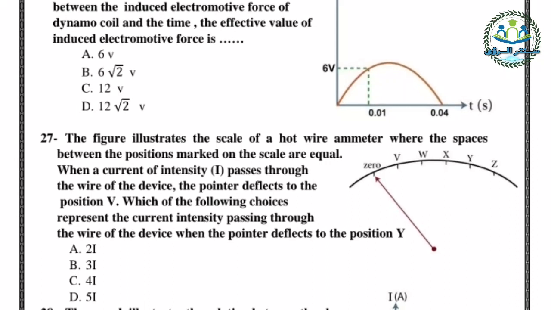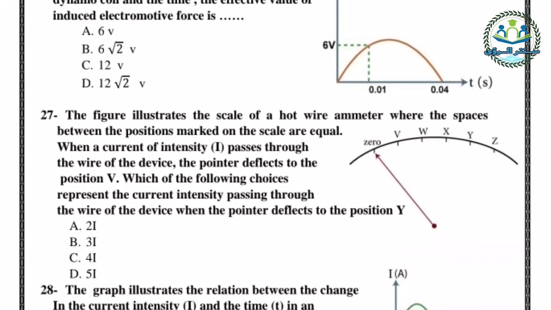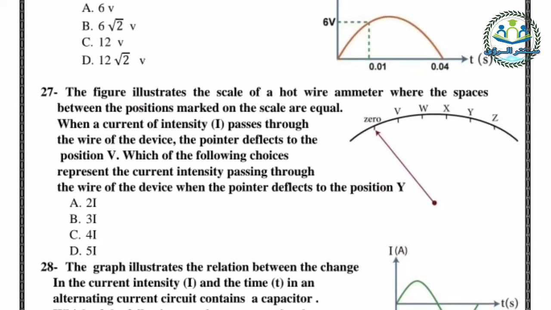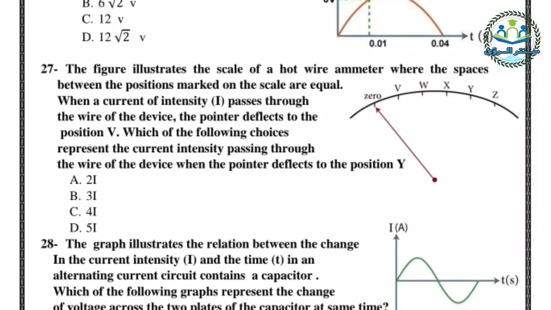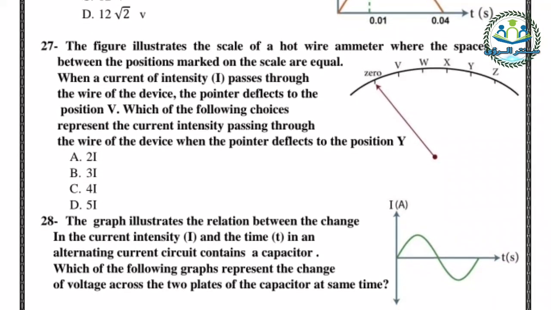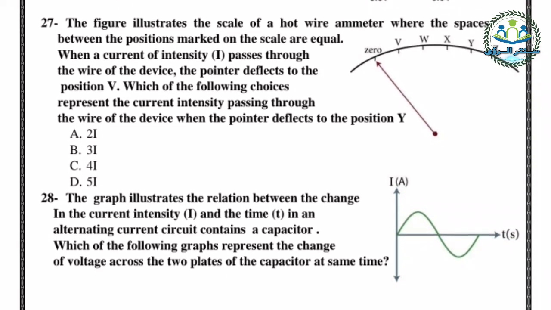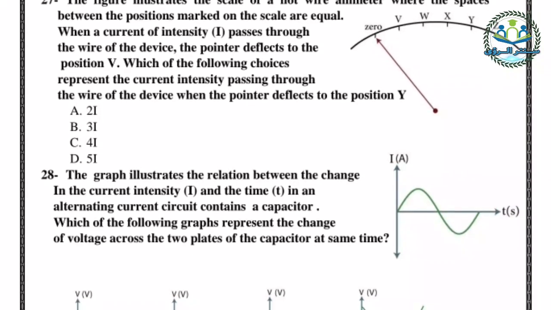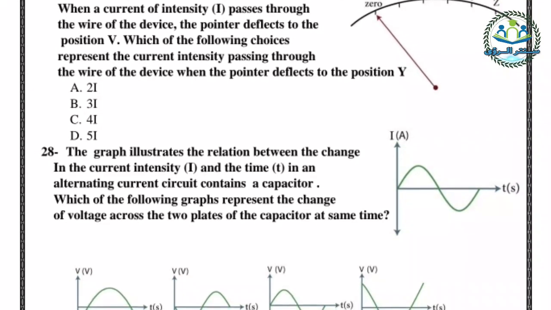27. The figure illustrates the scale of a hot wire ammeter where the spaces between the positions marked on the scale are equal. When a current of intensity I passes through the wire of the device, the pointer deflects to the position X. Which of the following choices represents the current intensity passing through the wire of the device when the pointer deflects to the position Y? A) 2I, B) 3I, C) 4I, D) 5I.